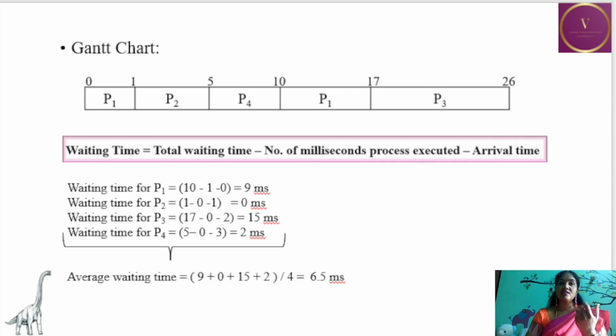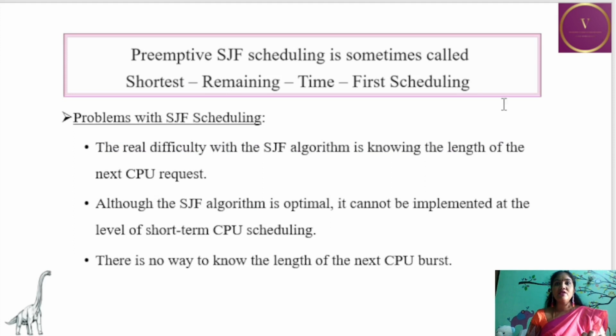So P1 is getting the CPU at 10 milliseconds, before P3. One thing we have to understand is that the process which has the shortest remaining CPU burst time is the one which gets the CPU first. Okay, so that is what is given in the next slide. Preemptive SJF scheduling is sometimes called shortest remaining time first scheduling. So the process which has the shortest remaining CPU burst time will be the one to get the CPU first.